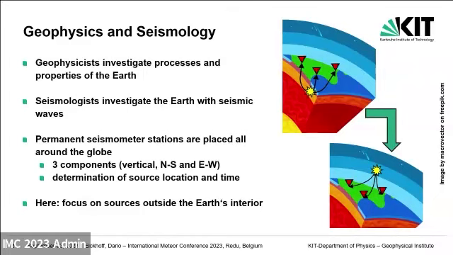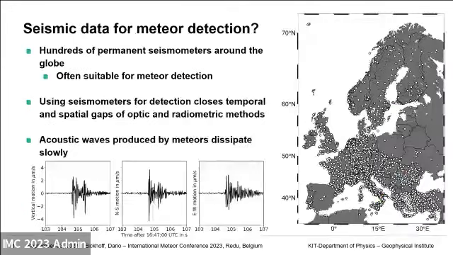But now we want to shift our sources from inside the Earth to inside the Earth's atmosphere. You might want to ask yourself, why would you even do this? Why would you use seismic data for meteor detection? There are a couple of reasons for that. The first one is that there are hundreds of permanent seismometer stations all around the globe. Here on the map on the right, you can see every permanent seismometer station in Europe. These are not going away. There are only becoming more and more stations over time. And most of these are suitable for meteor detection. So it would be a shame to not use them.